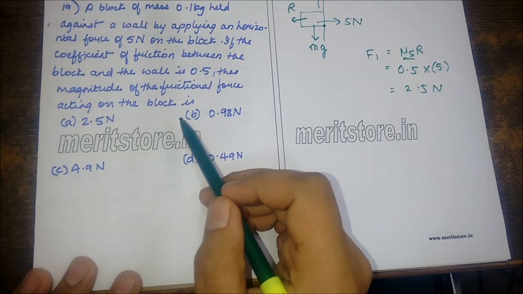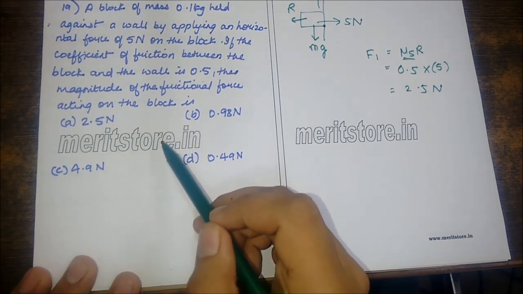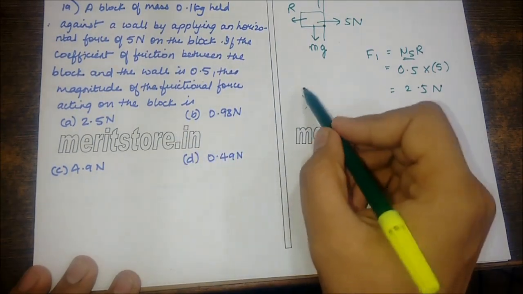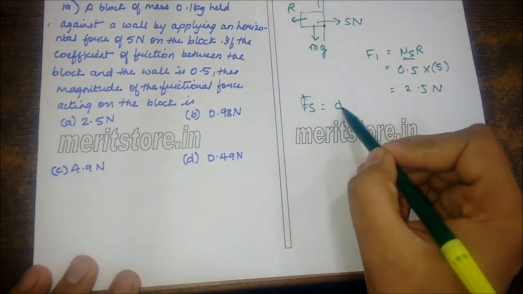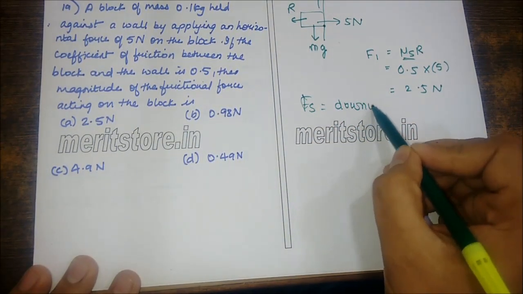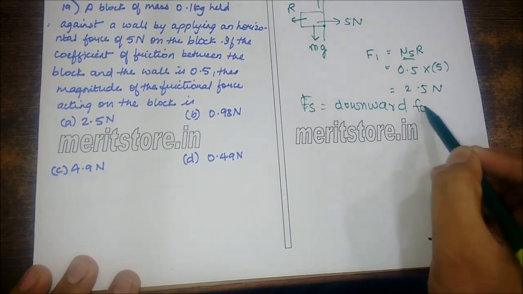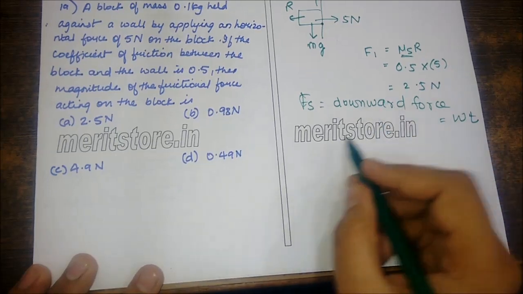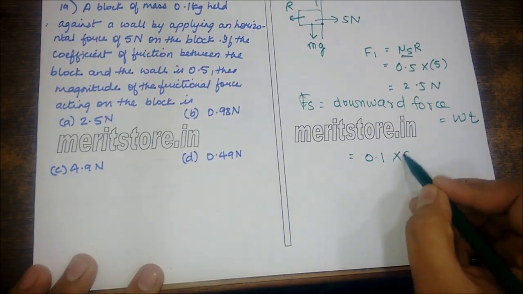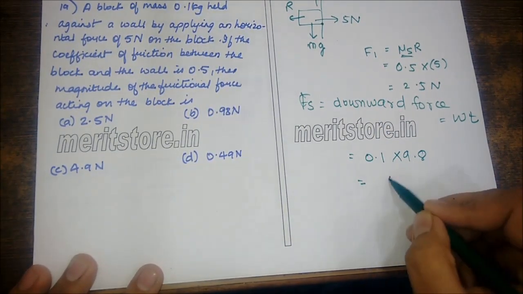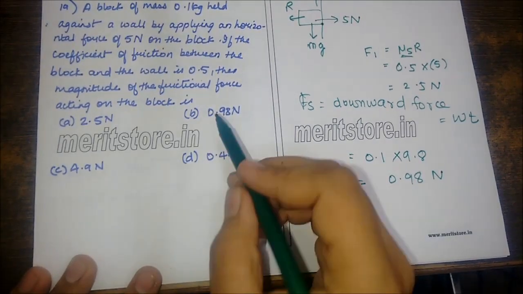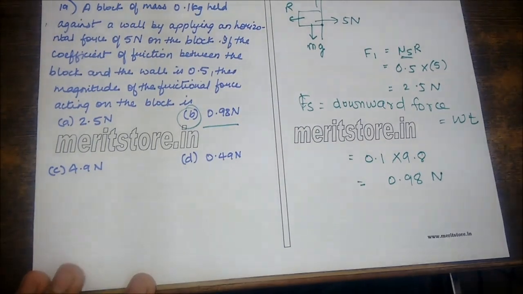So now, since downward force is less than limiting force, therefore block is at rest. So static force of friction will work on it. So Fs is equal to downward force, is equal to weight. So 0.1 into 9.8, which will give us 0.98 Newton. So option B, 0.98 Newton is the correct answer.